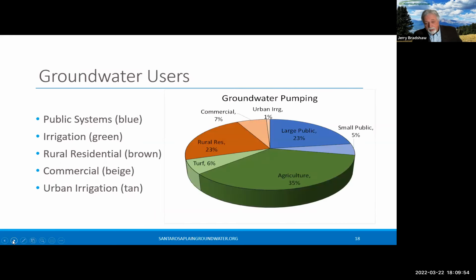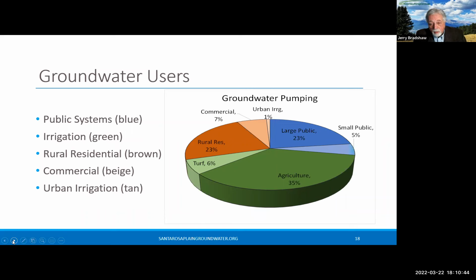The next slide shows us a pie chart of how the usage breaks down by category. The 2 blue sections, the large public and the small public, those are the public water systems, and they account for a little over a quarter of the water pumped. Agriculture is the big area, and combined with turf irrigation, those 2 green sections account for more than 40% of the water pumped in the area. And rural residential, even though we're assigning just a small amount to each residence, there are a lot of those out there, and cumulatively, they make up nearly a quarter of all the water pumped. And you can see the commercial and the urban irrigation make up some smaller slices of the pie. So that's how those rate categories break down as far as our current estimate of water pumped.